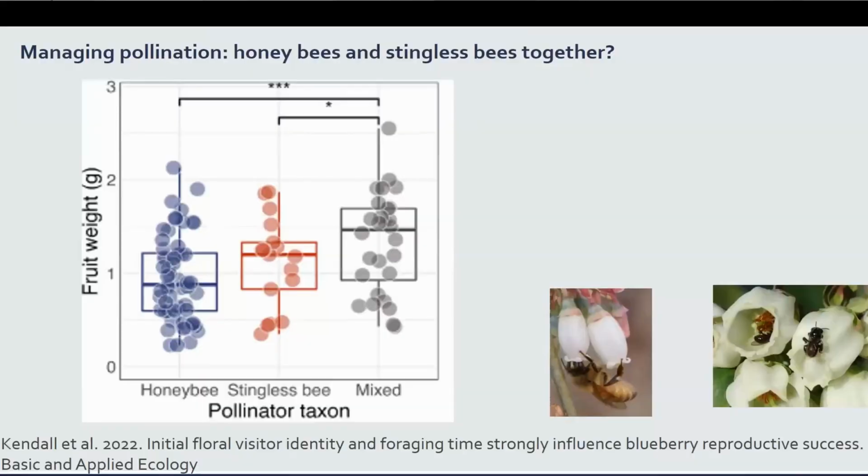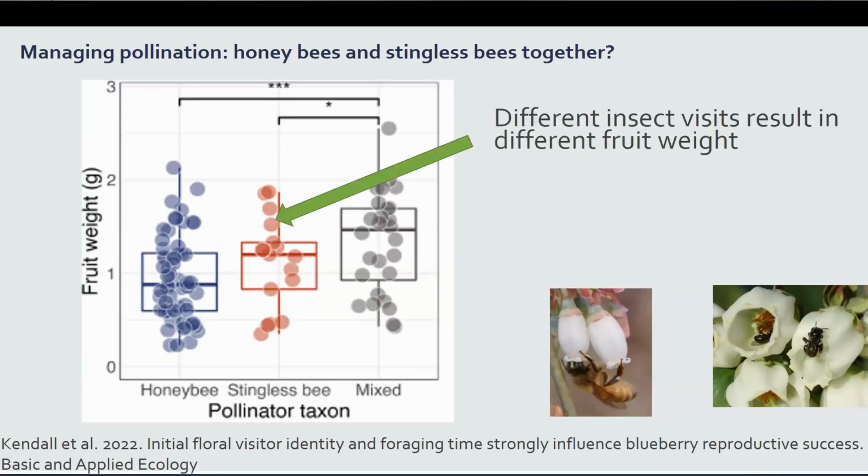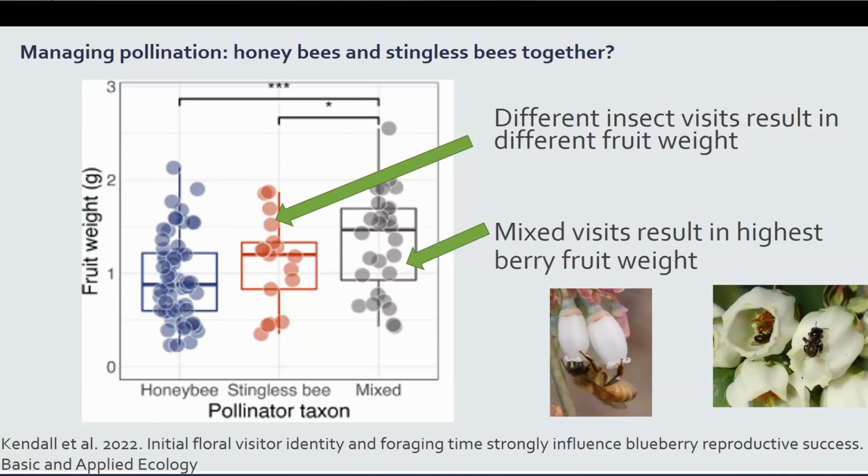I'd also like to talk about now understanding more of the interactions and why this is important. One of these interactions is between species. So this is a figure that shows what happens in blueberries when you put honeybees and stingless bees together. So the fruit weight is on the y-axis, and the first lot of dots is just the fruits that were pollinated only by honeybees. And you can see that it varies with taxa. The second red graph is the stingless bees, and the third is when they're mixed together.